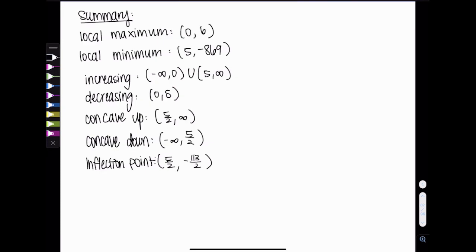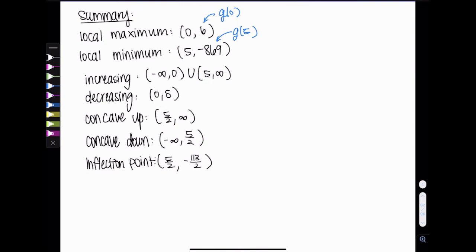Okay, we can see that we have a local maximum at the point (0, 6). This 6 is determined by evaluating the original function at 0. A local minimum occurs at the point (5, -869). The 869 is found by evaluating g at 5. Our interval of increasing is negative infinity to 0, union with 5 to infinity.